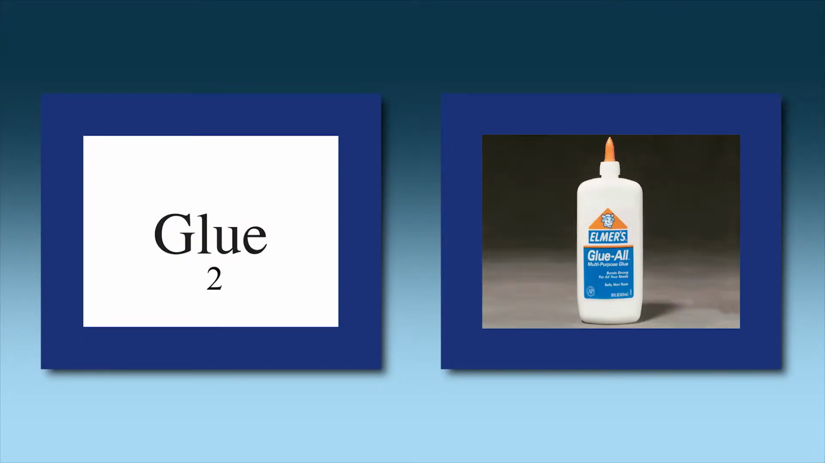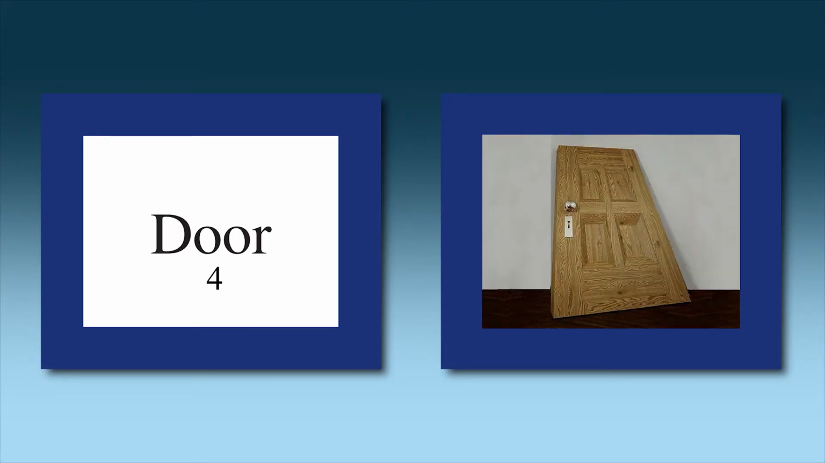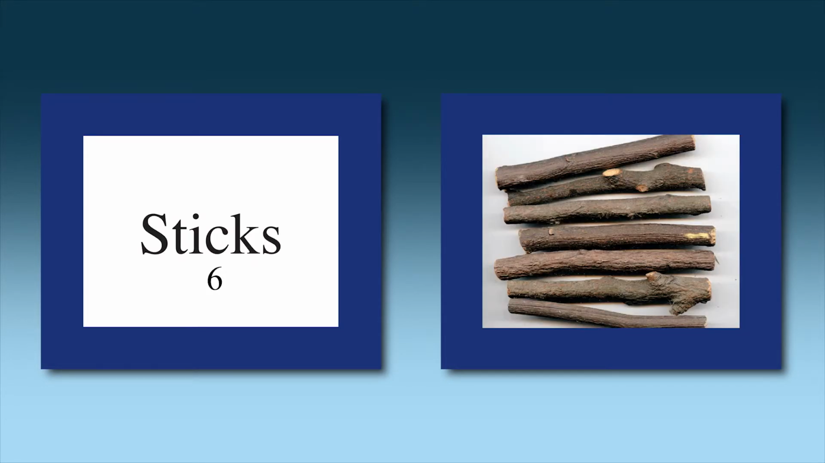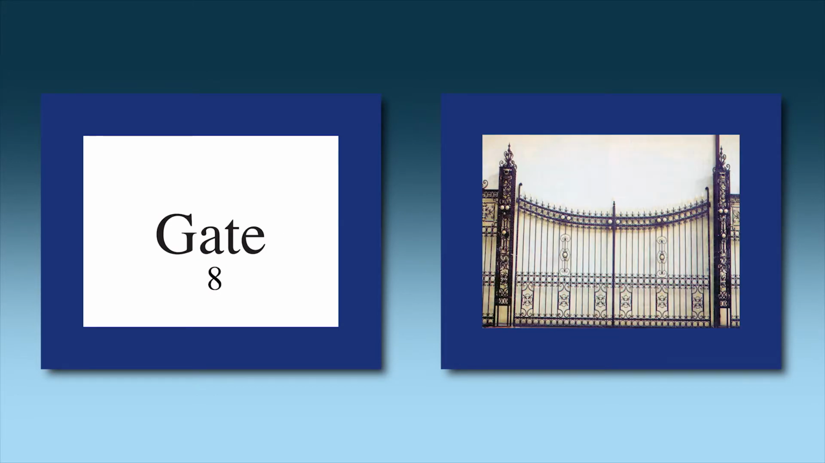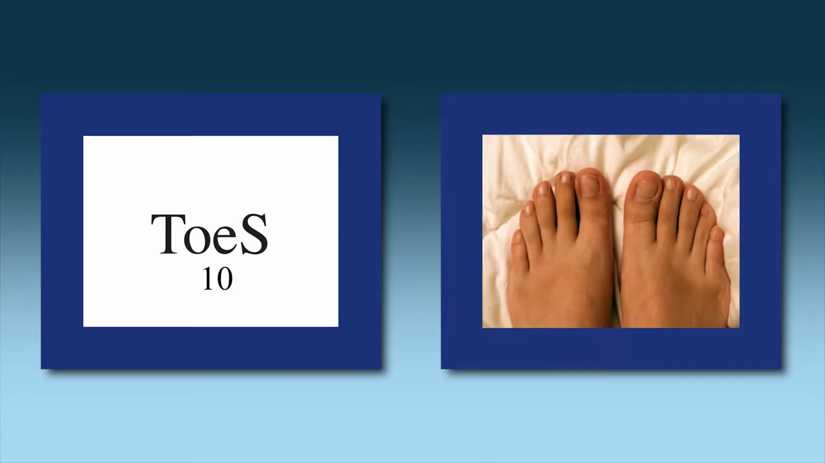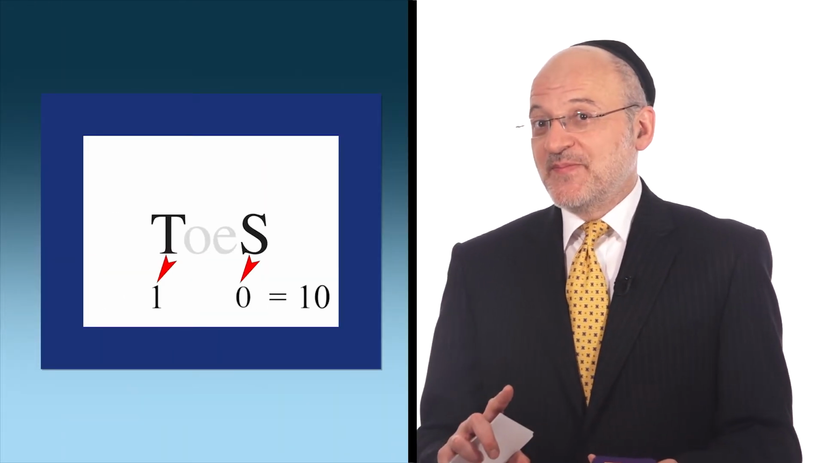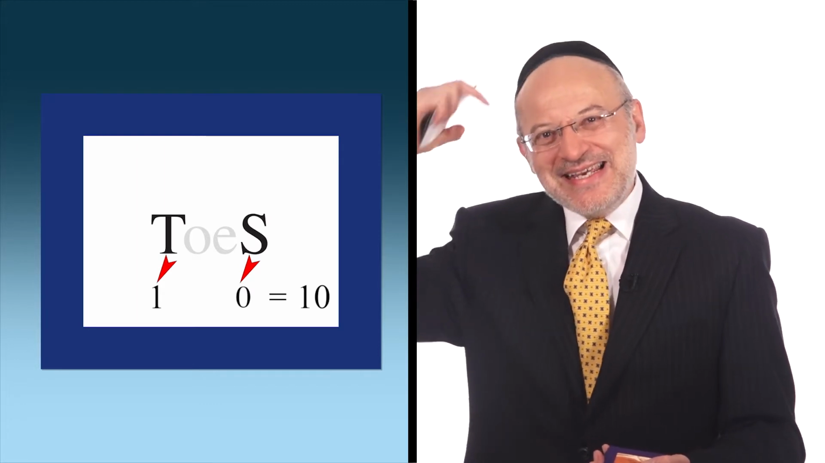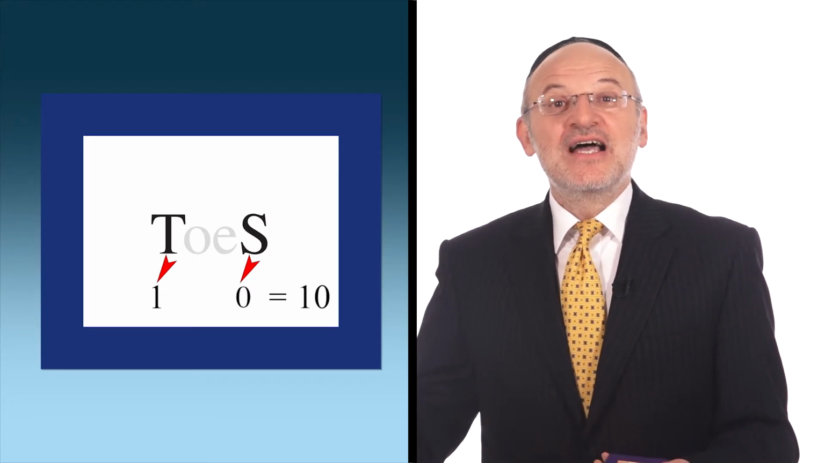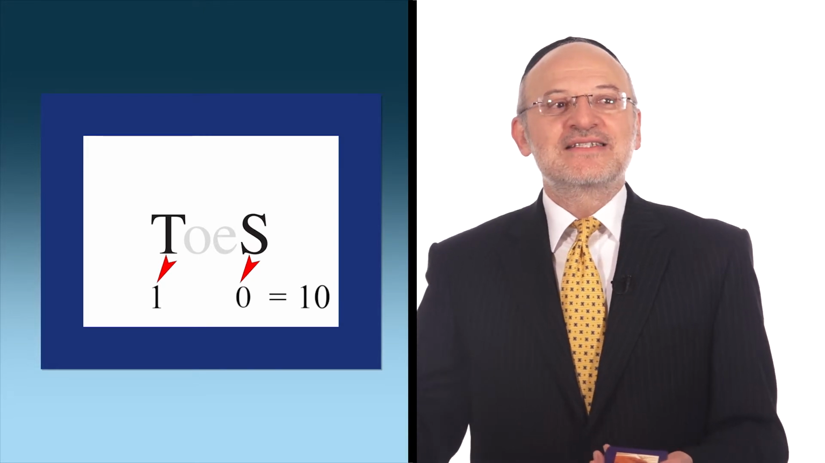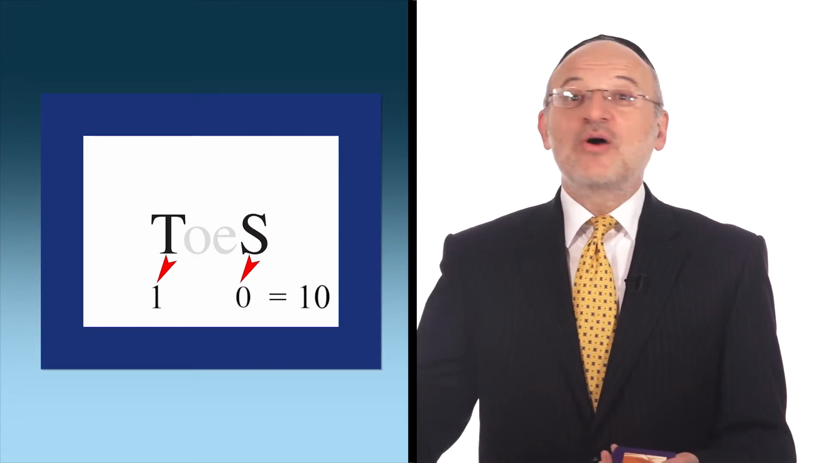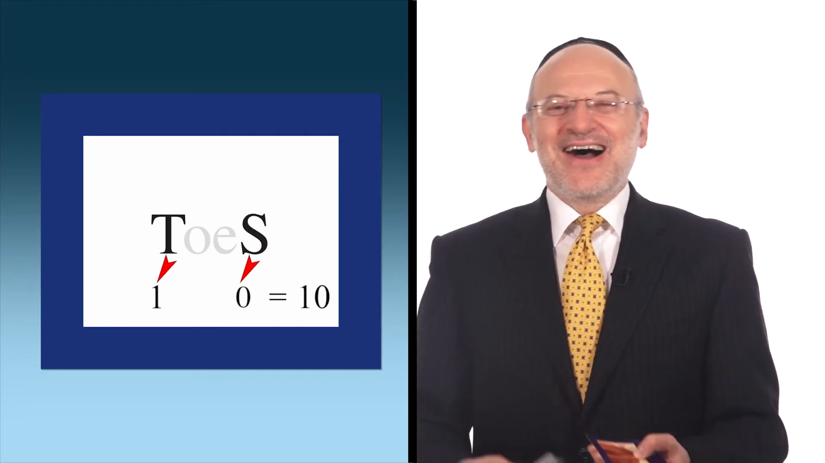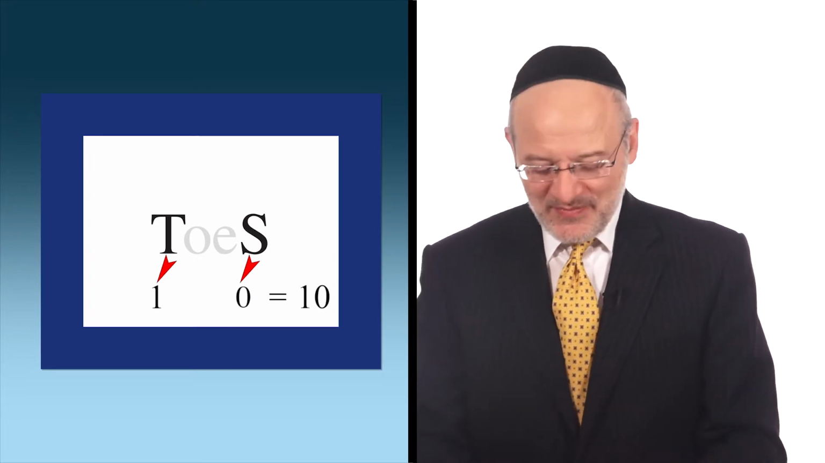And don't forget, you're going to keep doing Chazara, review with the children. So you got 1 sun, 2 glue, 3 tree, 4 door, 5 hive, 6 sticks, 7 heaven, 8 gate, 9 wine. 10 toes. They don't rhyme. 10 toes. T is 1. O, E, don't count for anything. S, oh yeah, 0. So 1, 0, 10. 10 toes, very good. Okay, so now you've got the whole system.